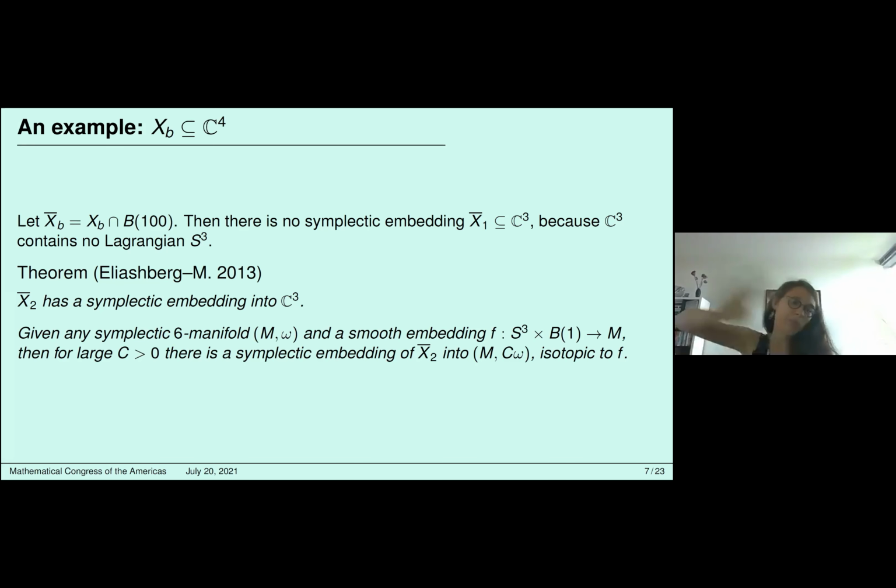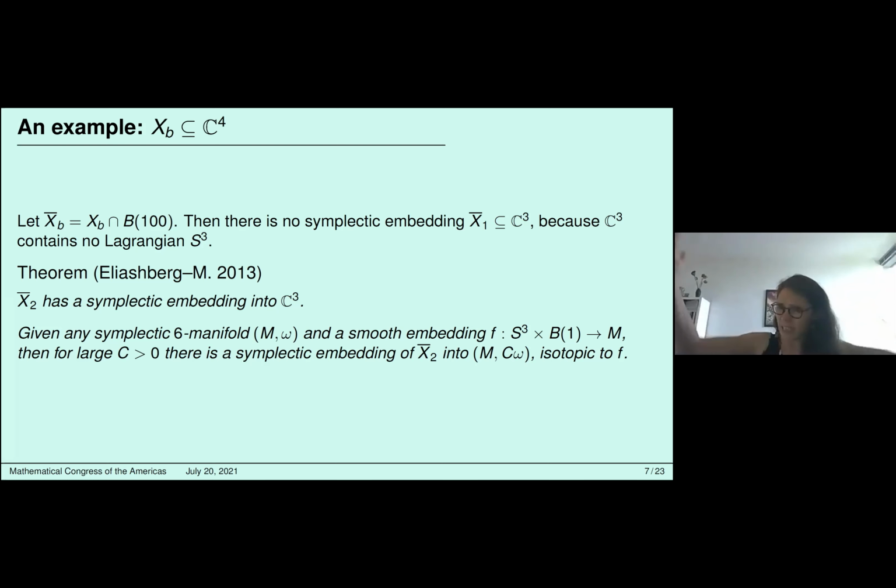This is an example of a theorem we can prove. If you have any symplectic six manifold, anything at all, and you have a smooth embedding of S3 times a 3 ball into the manifold, so in other words, I start with any symplectic manifold and then have some smooth embedding of this diffeomorphism type, then there is a symplectic embedding of this X2 into M.